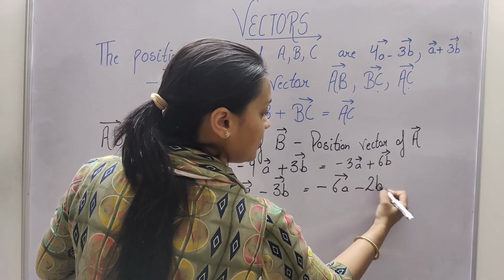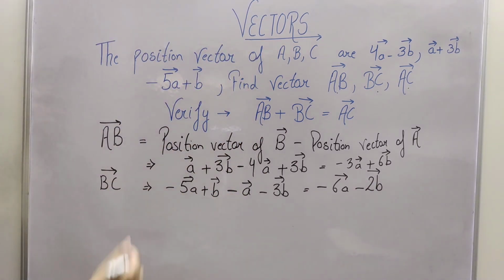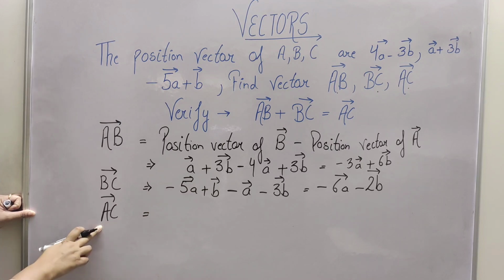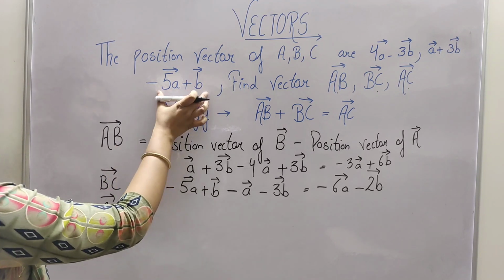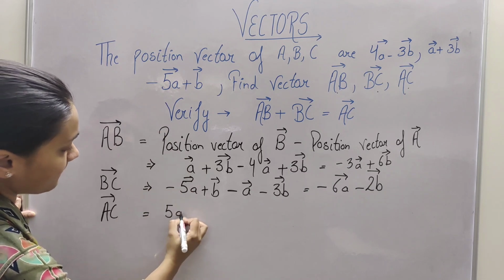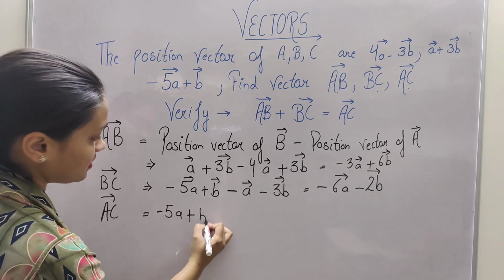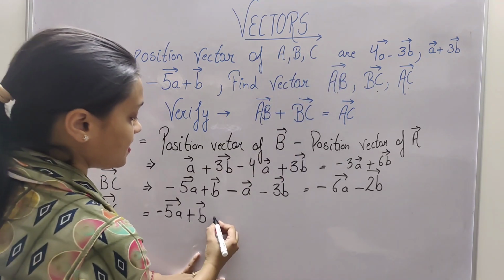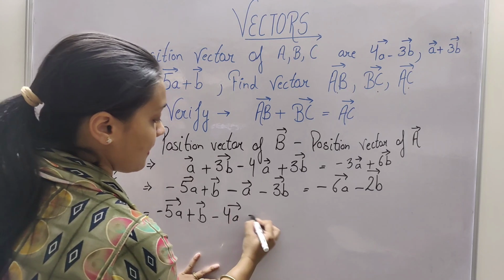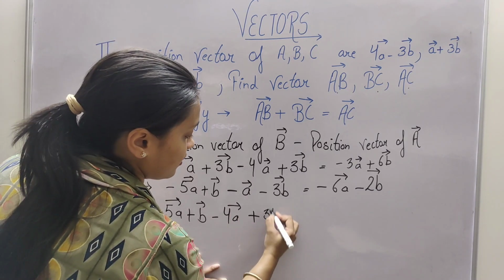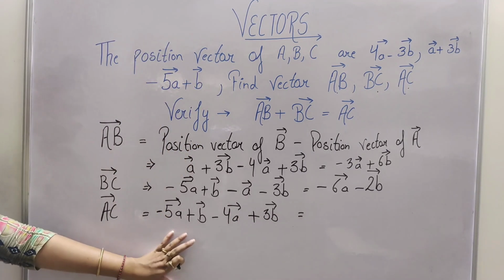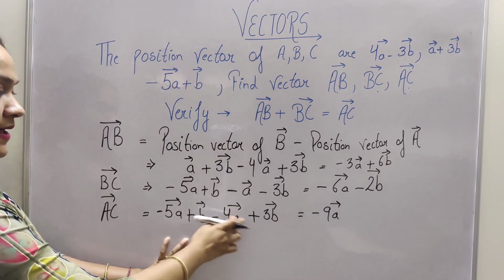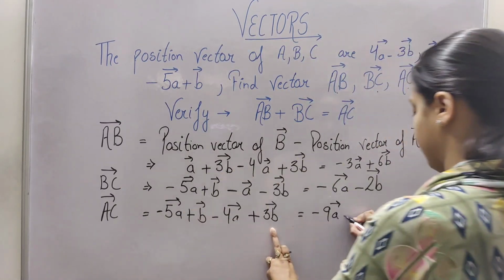Similarly, we are going to write the AC vector, which is position vector of C minus position vector of A. C's vector is minus 5a plus b, minus A vector, which is 4a vector minus 3b vector. So the value comes minus 9a vector plus 4b vector.